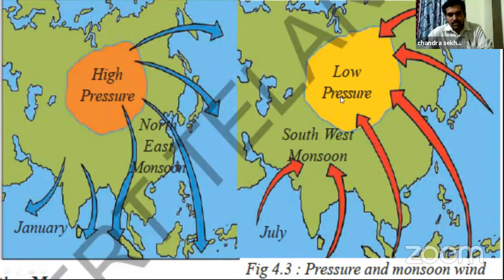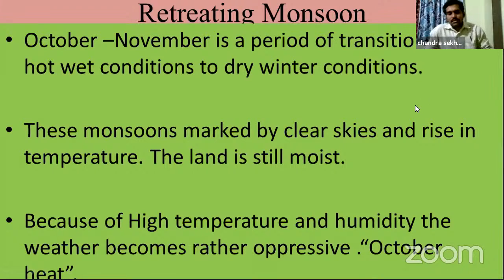And in the month of July we have low pressure on the Indian subcontinent. So this is the second type of monsoons, retreating monsoons. What are retreating monsoons? In other words, we can call them northeast monsoons. The months of October and November are a period of transition from hot wet conditions to dry winter conditions. After the completion of the southwest monsoon rainy season, the retreating monsoon season starts immediately. That is nothing but the northeast monsoon season in October and November.